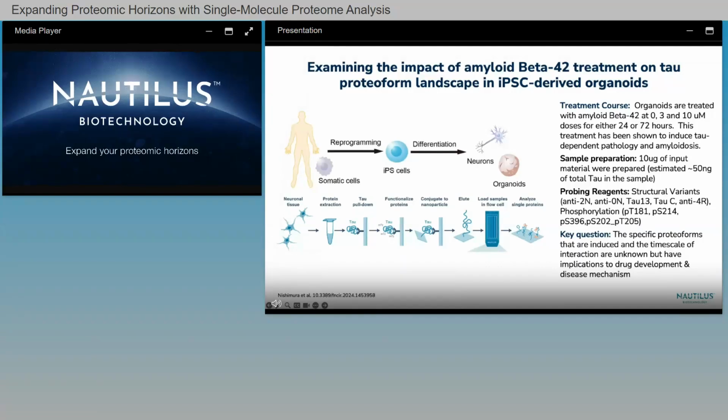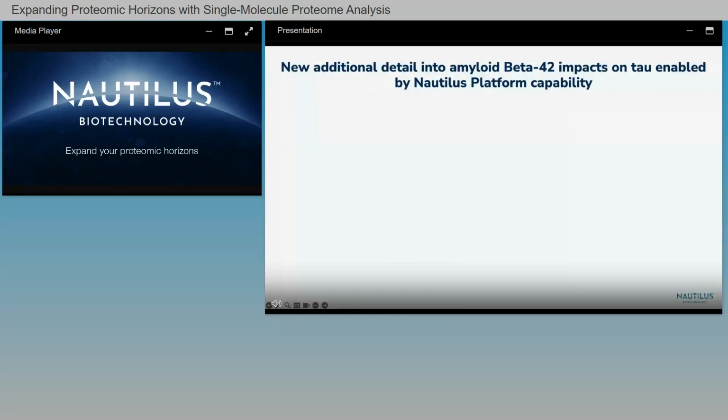What's amazing about these studies is that we're able to look at proteoform level information in a biologically relevant model system for the first time in response to a biologically relevant perturbation. And we're able to unpack multiple levels of detail.